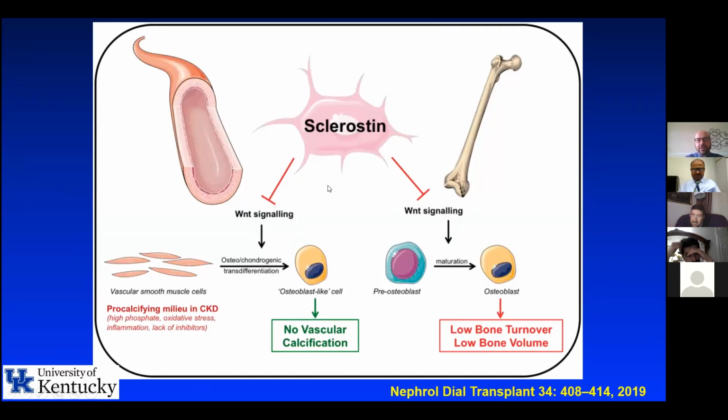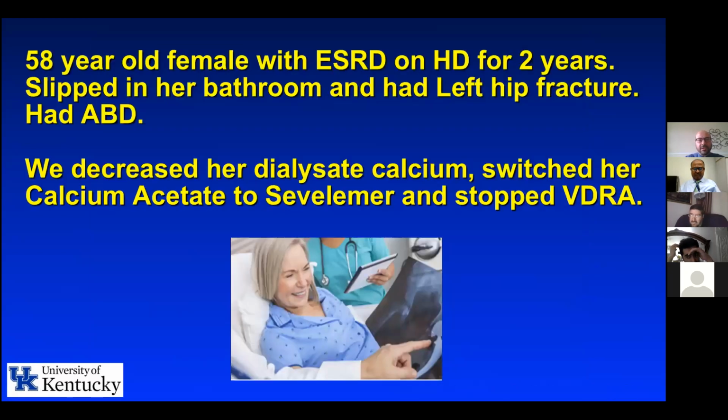So there is a concern. Sclerostin antibodies, romosozumab, haven't been used yet in CKD, and if we're going to use it, it will be with caution because it might increase cardiovascular calcification. Let me end up here.